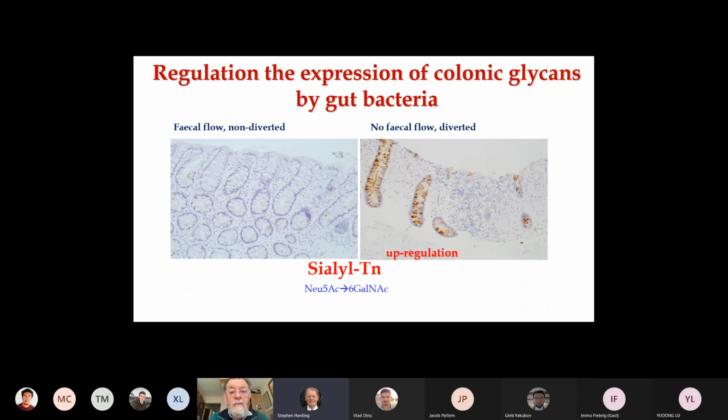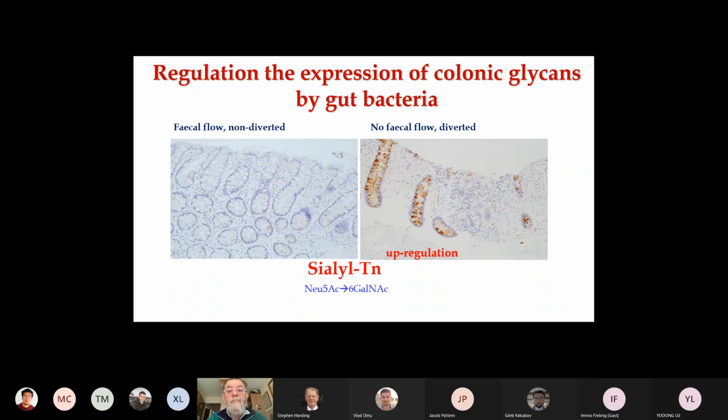However, sorry, Tony, what's Tn? It's just a nomenclature for the T antigen, Tn antigen, and it's this disaccharide structure that you can see underneath it. It's just a name that has been used.